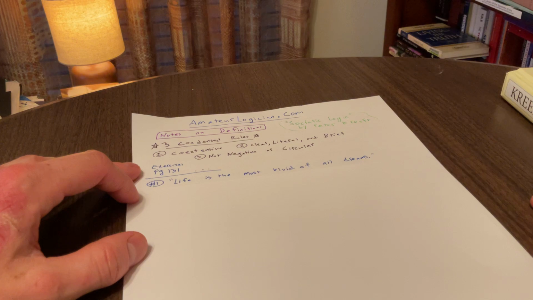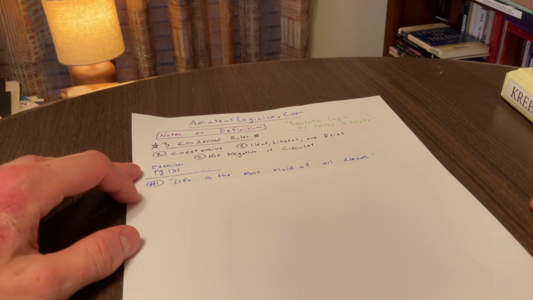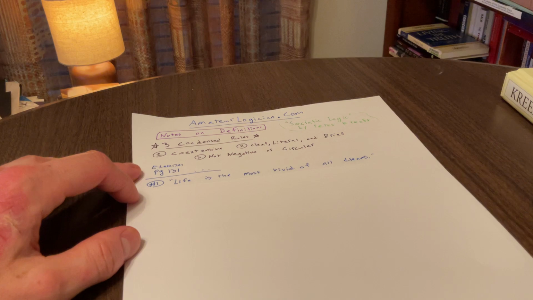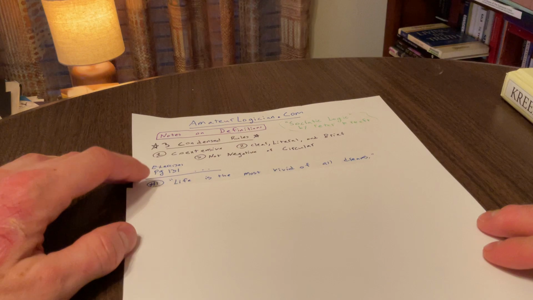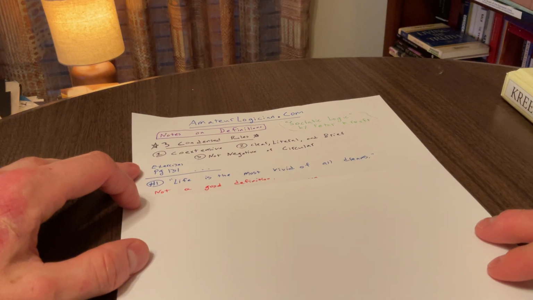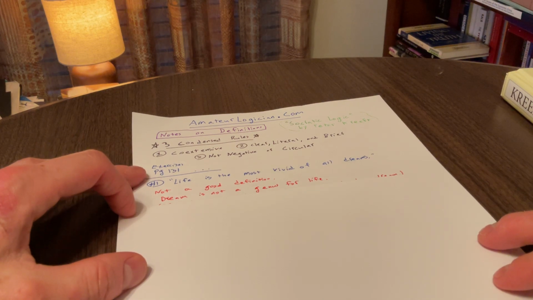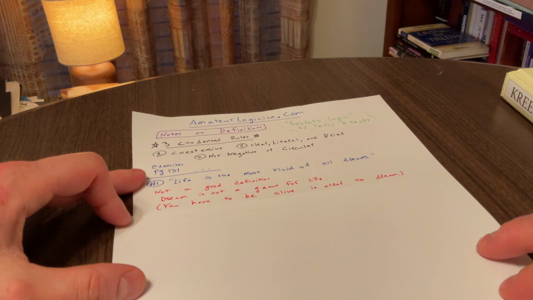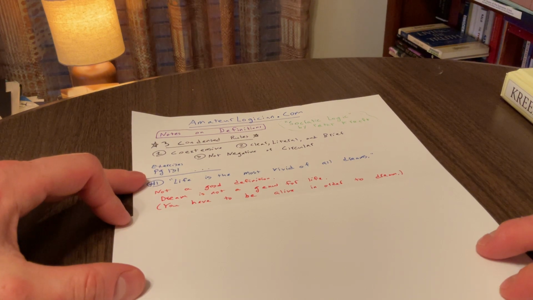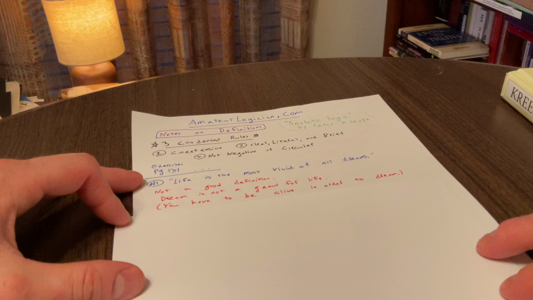Now, it is a proposition because it's declaring something to be the case, right? So I suppose we can analyze it as a proposition in that sense. But is it really a good definition? It doesn't seem so. At most, it's metaphorical, I suppose. It doesn't seem like a good definition. But think about the predicate. The most vivid of all dreams. What does a dream presuppose? Are we always dreaming? Well, dream is not a genus for life. You have to be alive in order to dream. So it seems like this is not a very good definition at all.